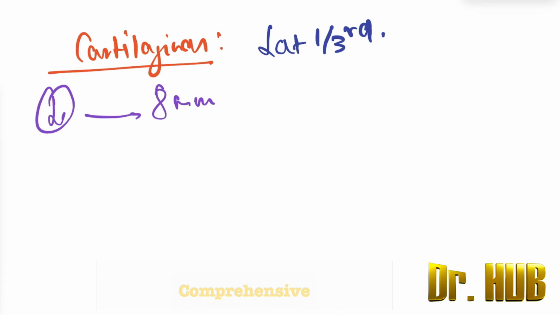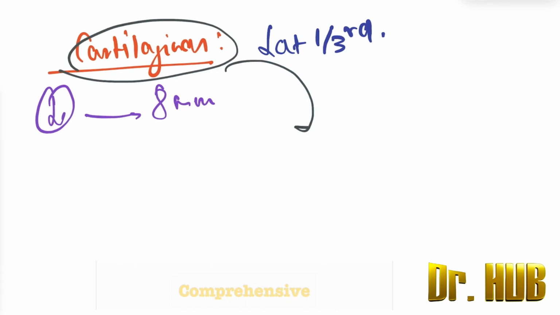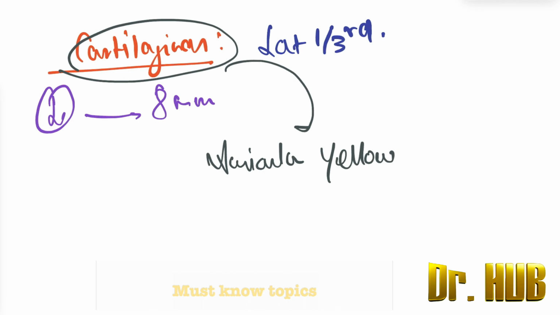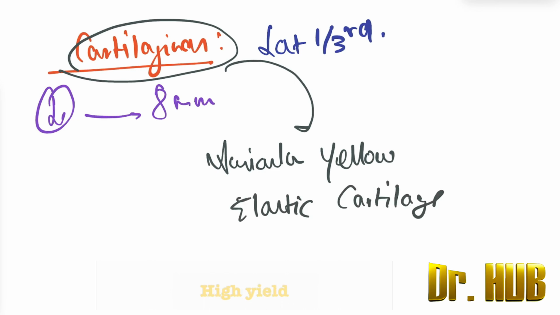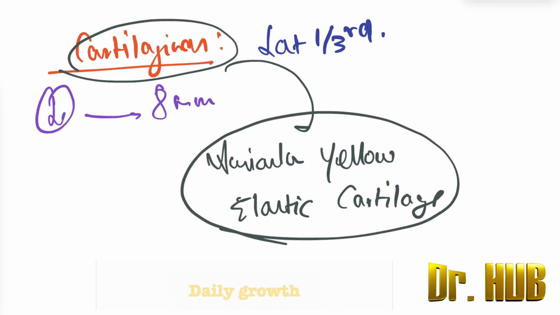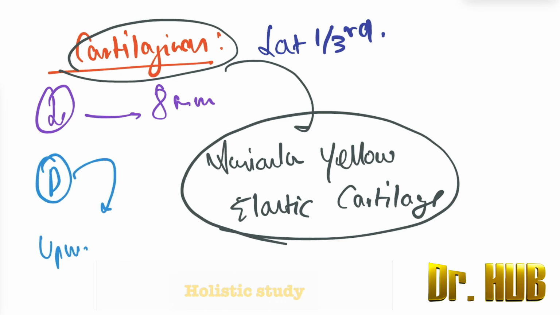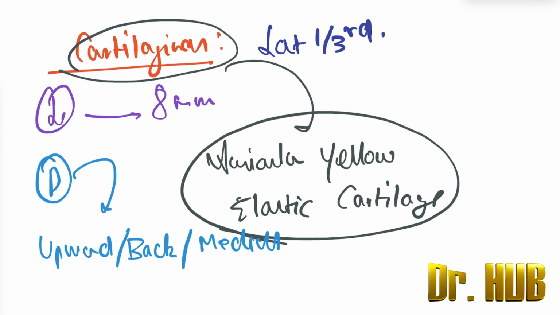What is this cartilaginous part made of? It is made of the auricular yellow elastic cartilage. Now what is the direction of this? The direction is upward, backward, as well as medial. So it moves upward, backward, as well as medially.